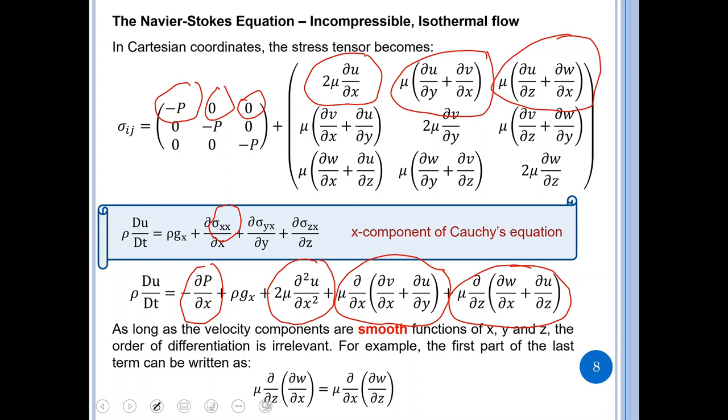As far as I remember, we have drawn one function in the class like this. Now this particular function, at the top of the hill where the point is, that point is not differentiable. It means it's not a smooth function. For a smooth function, it has to be differentiable at every point. So as long as the velocity components are smooth functions of x, y, and z, meaning in all three directions, the order of differentiation is irrelevant. For example, if you look at this part here, mu d over dz dw over dx, it can be written as mu d over dx dw over dz. The result is going to be the same.